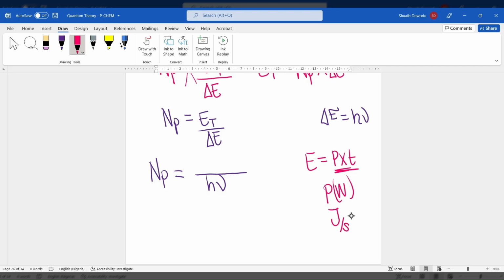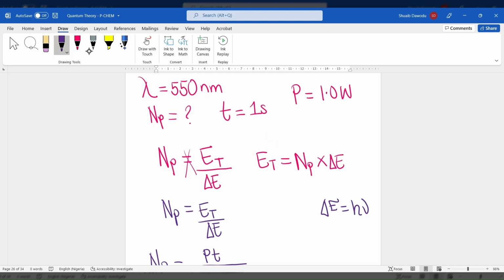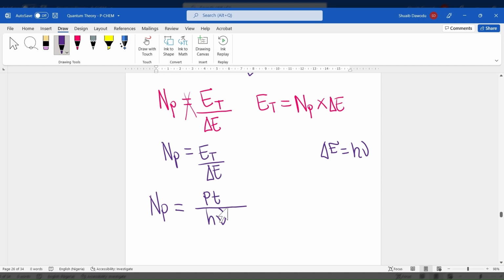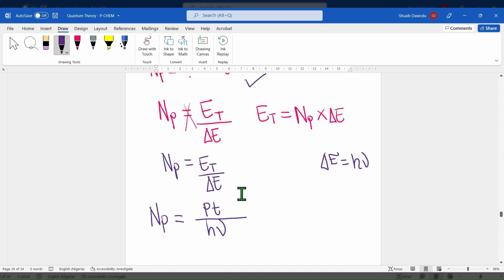So I just wanted us to write out everything because everything has to come in order for us to know what we're doing. So hence, the new formula is just going to be power times time. Now we go back to our question. We're given power, we're given time, and we also know what Planck's constant is because Planck's constant is a constant.